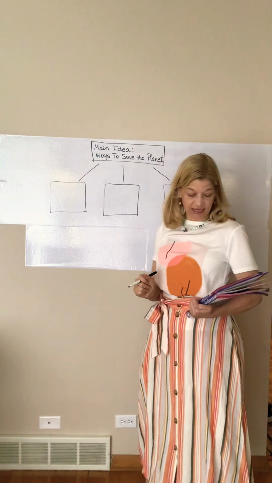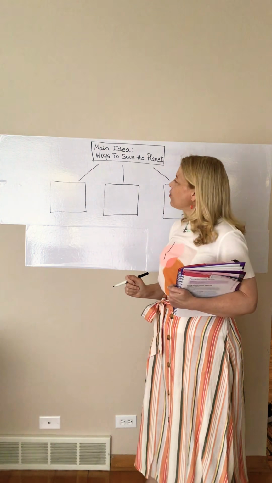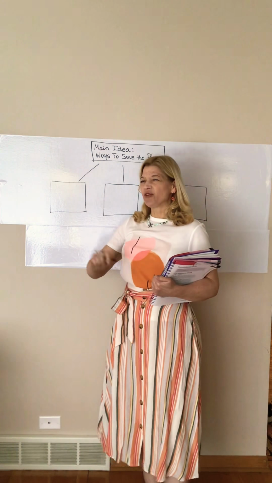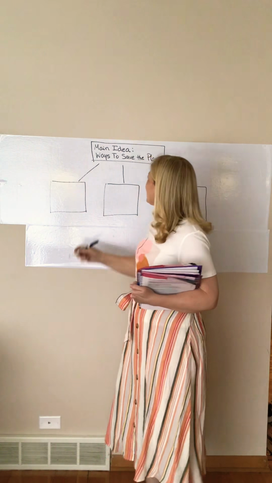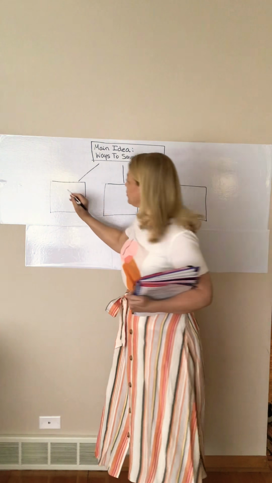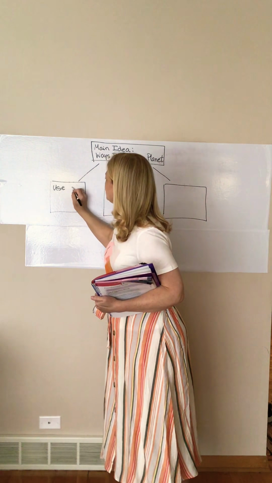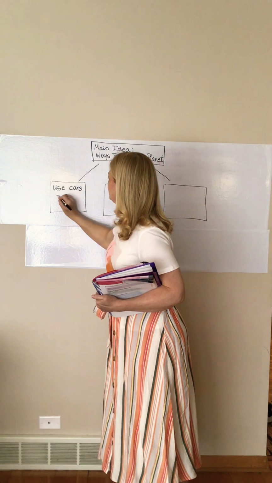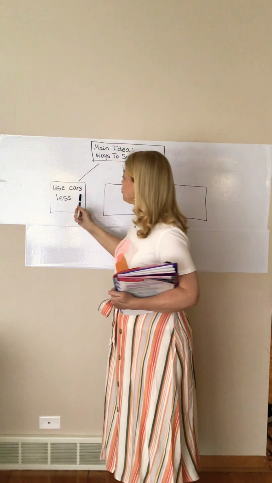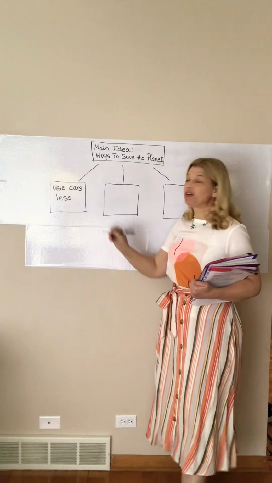So there are my boxes, and I have to fill them in. Well, I remember from that one page, they're riding on the bicycles. So I think one of the ways to save the planet would be to use cars less. Notice it's a phrase. I didn't write a whole sentence, and that's okay because this is a graphic organizer. This is kind of where I take my notes. Later, when I get ready to write my opinion piece, I can use that and make it into a more detailed sentence. Okay?